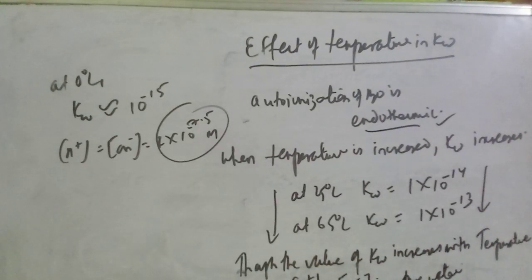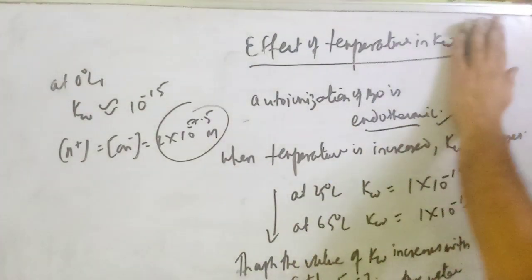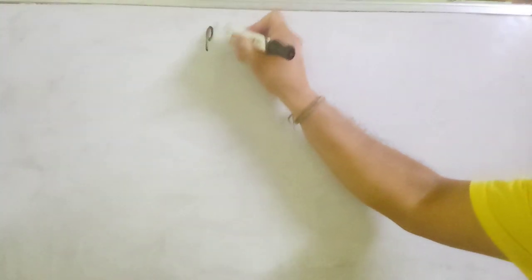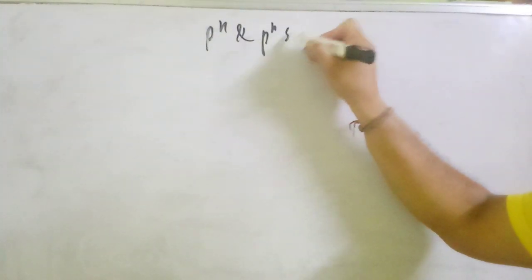So now in the next concept, I'll be discussing pH and the pH scale. When you know about the autoionization of water, you must know about pH and the pH scale. So let us discuss here pH and the pH scale.